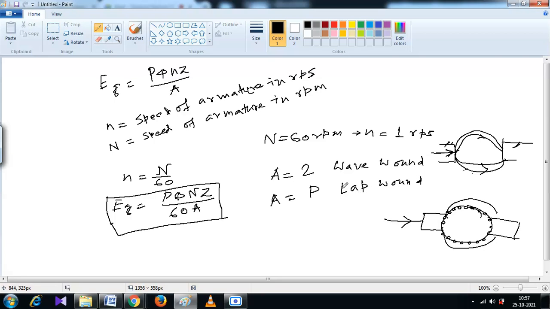I hope you have understood what type of machine is called wave and what type of machine is called lap. I hope it is clear to you now.